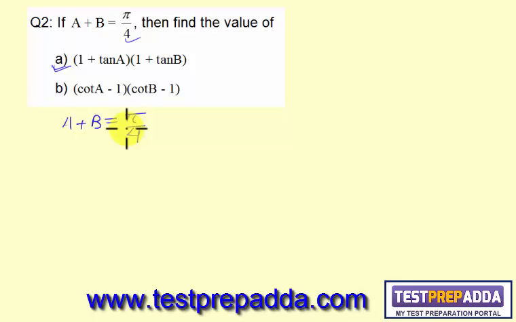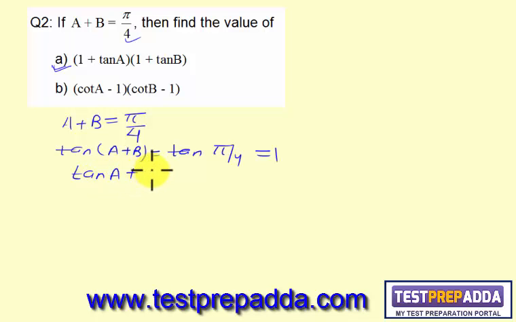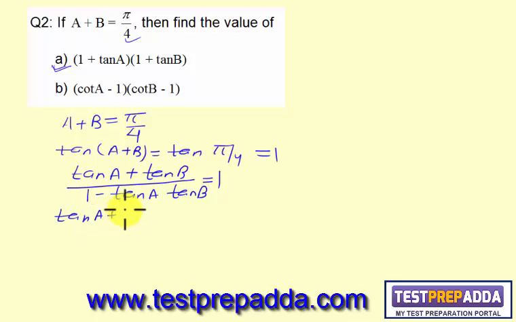And now I'll take the tan on both sides. If I take tan on both sides, then it becomes tan(A plus B) is equal to tan pi by 4, which is equal to 1. Now open this compound angle tan(A plus B), it will become tan A plus tan B upon 1 minus tan A tan B, equal to 1. So I can write this as tan A plus tan B is equal to 1 minus tan A tan B.